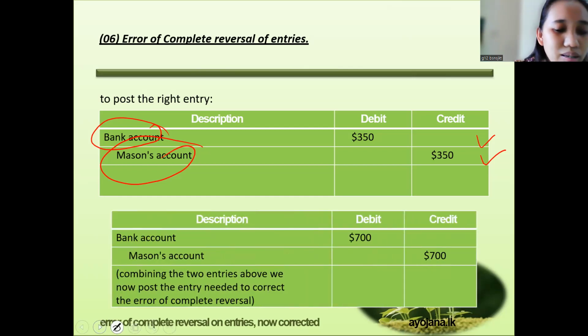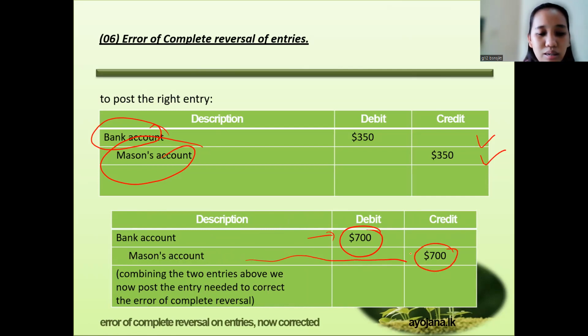Or we can just double them. Masons times 2 becomes 700 on the bank, and masons account, the credit side 700. So if we combine the two entries above, we now post the entry needed to correct the error of complete reversals. So this is how we are trying to correct it. Because of this error of complete reversals on entry, we need to put the right entry and then times the number. Okay, that will be the last one.